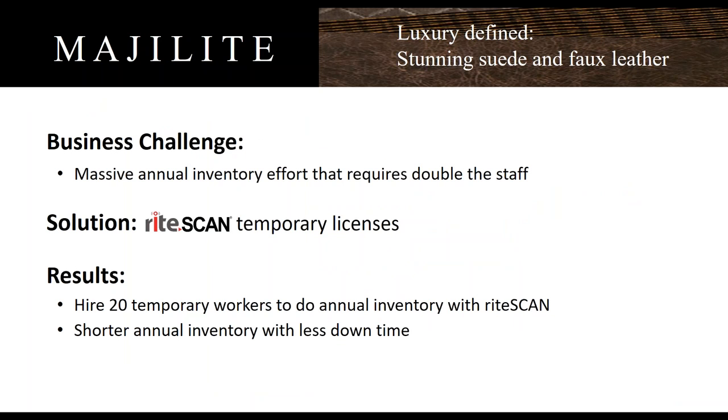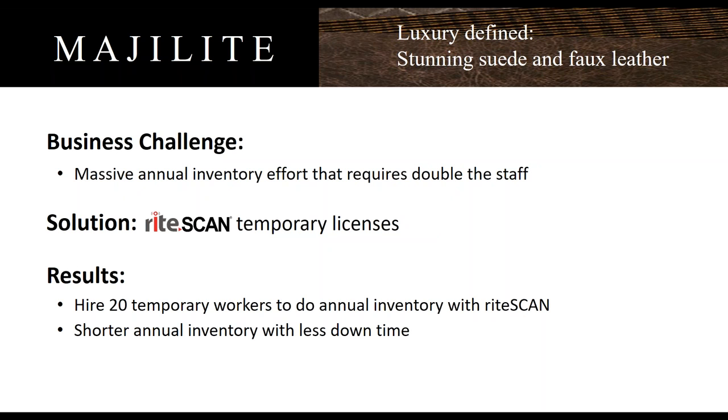So I like to talk about a case study. This is one of our great customers that really sees the benefit out of the stock take process with riteSCAN. Magilite is a company based out of Massachusetts, and the company manufactures and distributes high performance materials for upholstery, wall coverings, fashion accessories, footwear, things like that. They employ over 140 people and operate in a 165,000 square foot manufacturing facility.